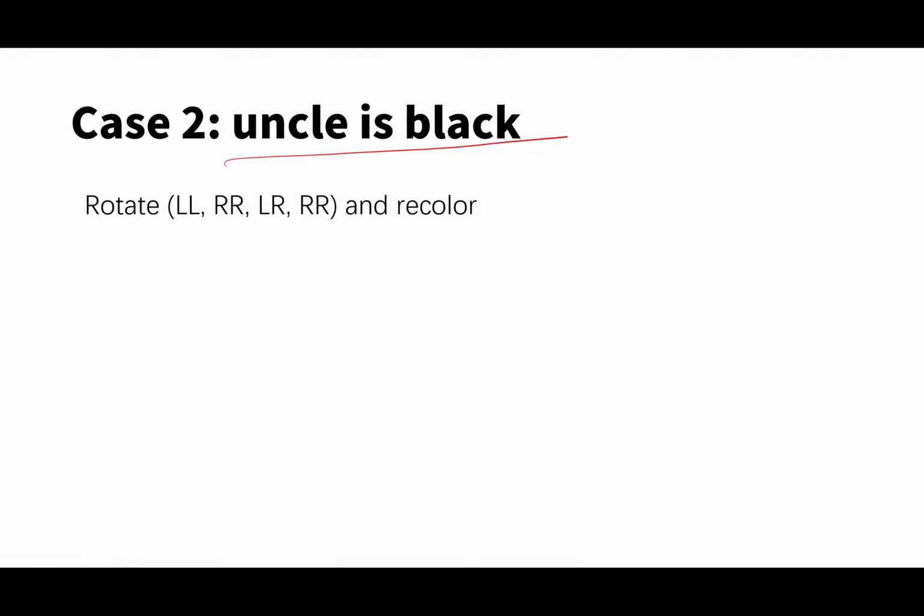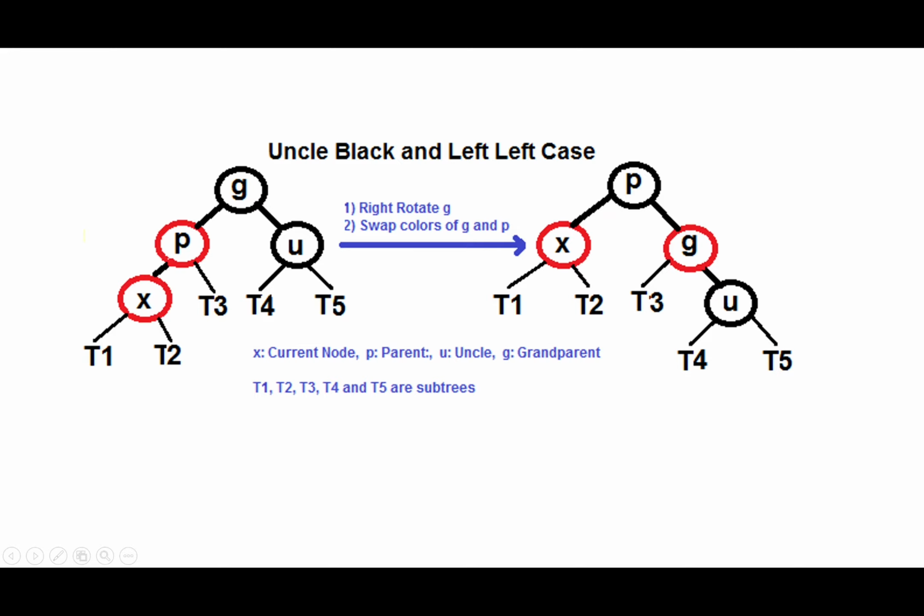If the uncle is black, we will rotate according to one of the four cases, and recolor. For example, the uncle is black, and this is LL type. So we rotate these to here, and we do recolor. The grandparent becomes red, and its parent becomes black.